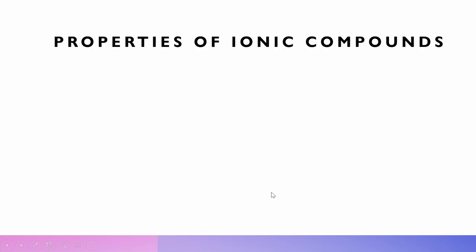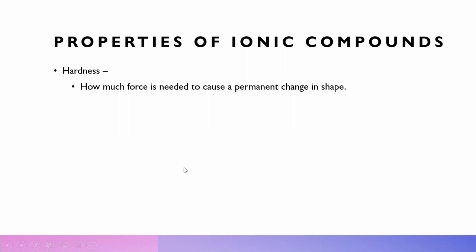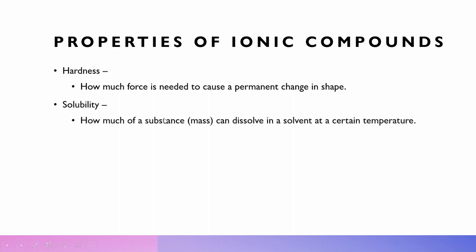So now we understand how ionic compounds form and how the ions are arranged within the compound. What are some of the properties of ionic compounds? We're going to discuss this in terms of hardness, which is a measure of the amount of force needed to cause a permanent change in shape of a substance, in this case the ionic compound. Solubility, which is a measure of how much of a substance in terms of mass can dissolve in a solvent at a certain temperature.